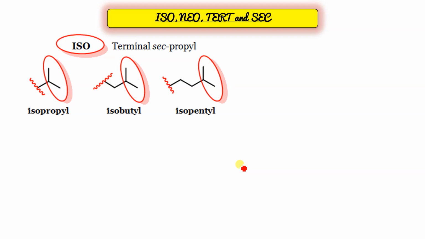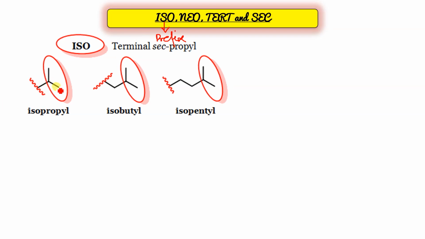Okay. Now the next is iso, neo, tert and sec. There is a big confusion in this, especially in iso and sec; students get confused. So listen, iso is used as a prefix. If the branch is at the second position in the main chain, in the ring or in the chain, then it will be called iso.